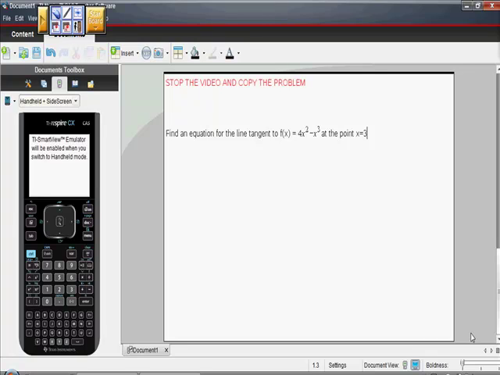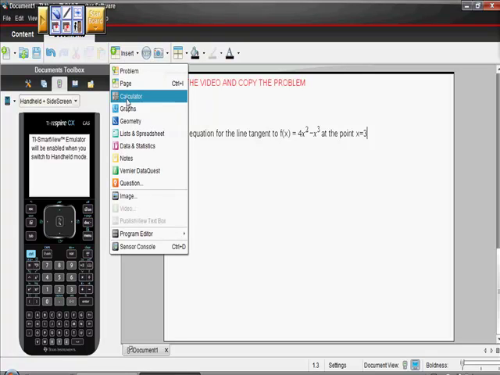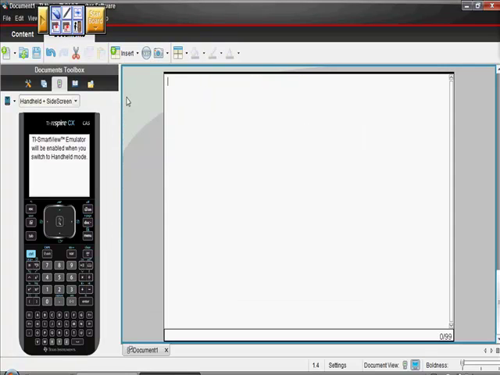So what we're asked to do is find an equation for the line tangent to f of x equals 4x squared minus x cubed at the point x equals 3. So this is what we're going to do. Turning on your calculator, please go to Calculator. If you go to the left-hand side, it'll say something about Scratchpad. I don't really get how that works, and I stay away from it the best I can.